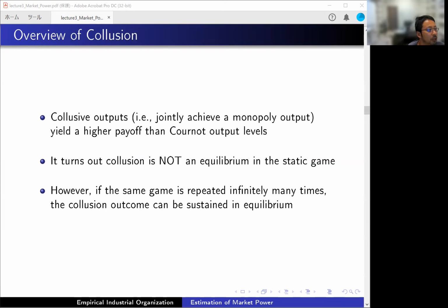Now, firms are not necessarily competing against each other. In other words, they could be colluding to extract consumer surplus. Indeed, we will see that collusion can increase firms' profit in a static setting. But it turns out that collusion is not an equilibrium. We will see that the collusion outcome can be sustained in equilibrium once we incorporate the time dimension into the problem of firms, and firms interact over time.